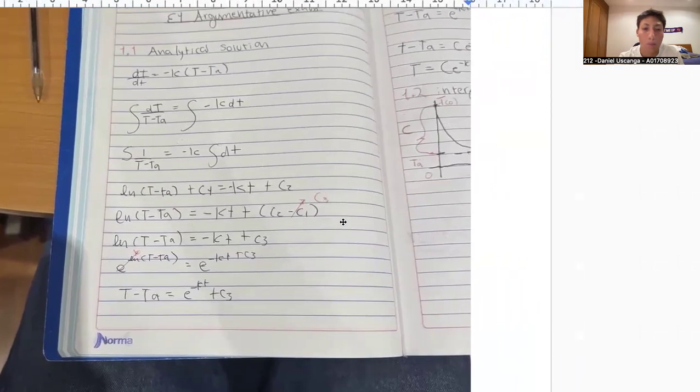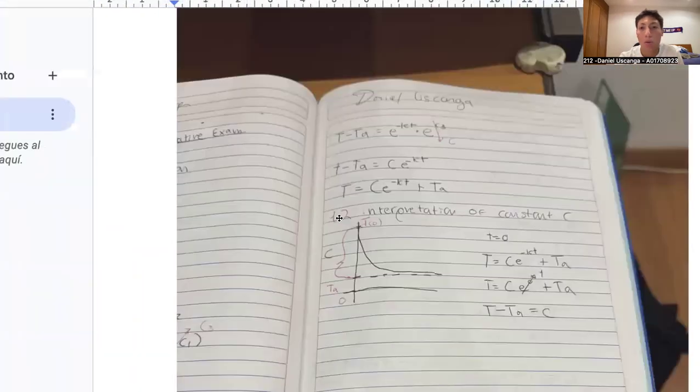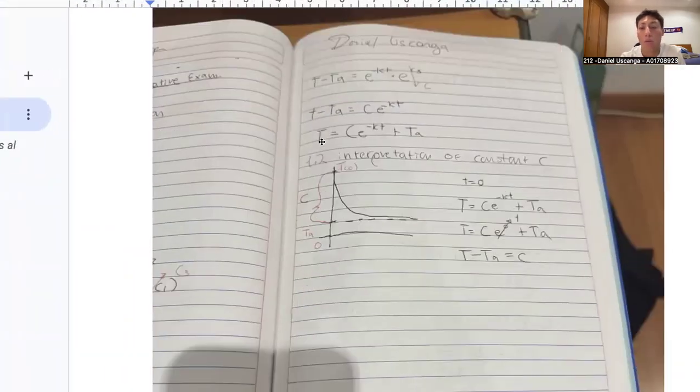And then in order to get to a lonely t, we solve for t. We did another exponential move. So we know exponential to the constant will become just the constant. And then we get to solve for t.